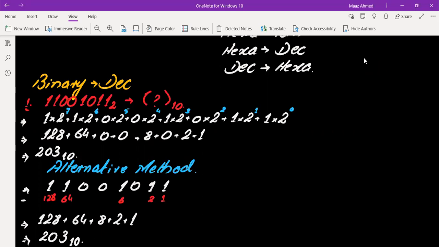Now when I multiply 1 by each and every power, I will be getting the answer 128, 64, zeros, because anything multiplied by 0 will give you the answer 0. Again, anything multiplied by 0 will give you 0, then 2 power 3 is 8, then it's a 0 once again, then 2, and then finally 1. If I add them all together, I get the answer 203.